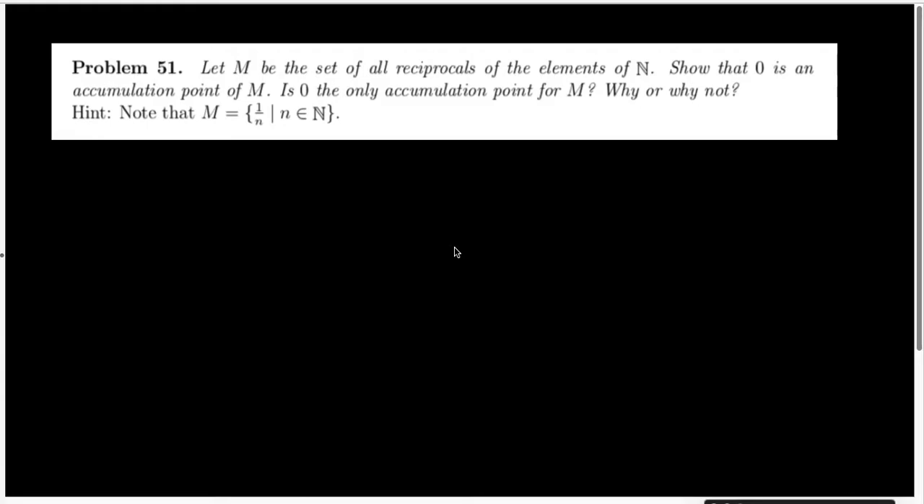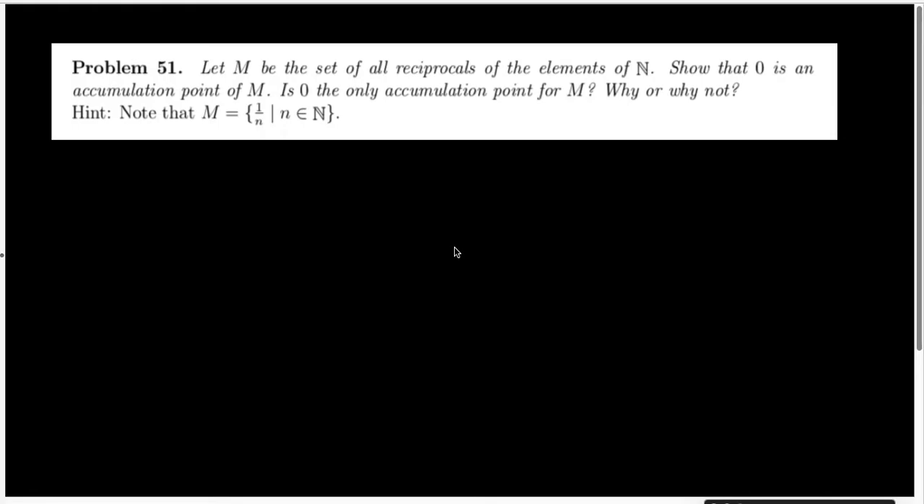In this video, we continue to look at problem 51 from our textbook. In the previous video, we showed that 0 was an accumulation point for the set M, where the set M is the set of reciprocals of the natural numbers. In this video, I want to answer the question about whether or not 0 is the only accumulation point.